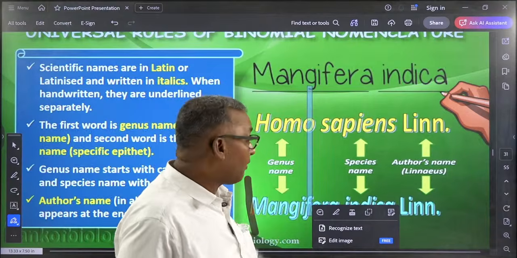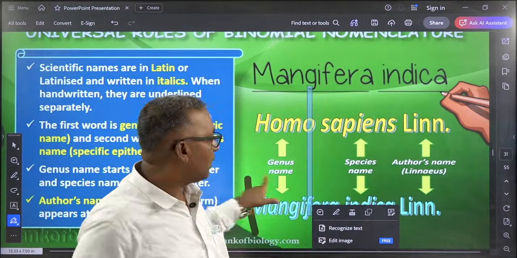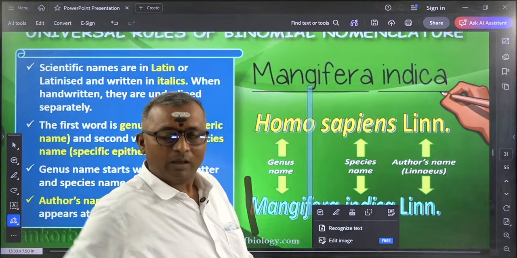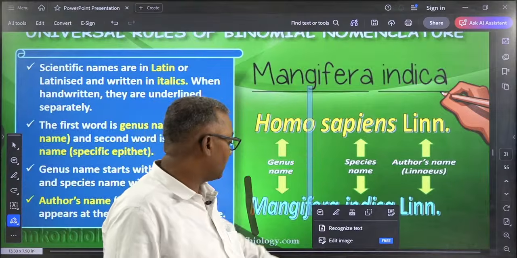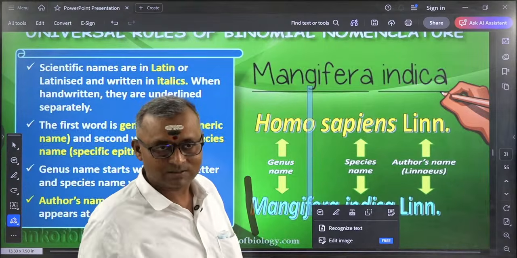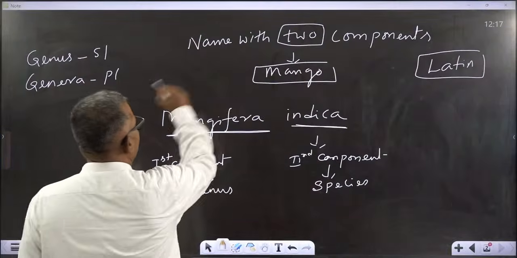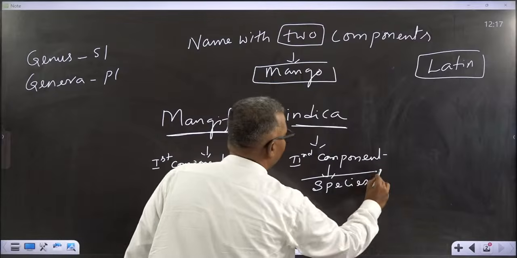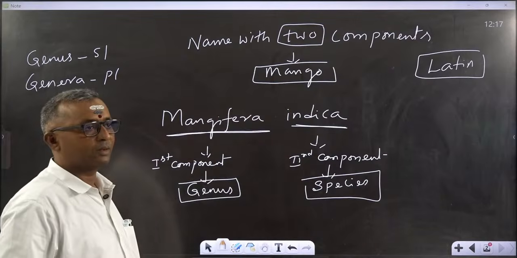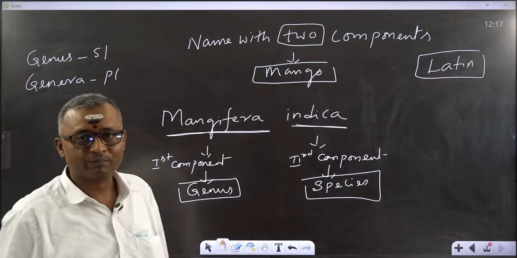As they are not from English but from the Latin language, you put an underline when you are writing, or you publish it in the form of italics. And the second important thing: the first name is called the genus and the second name is called the species.